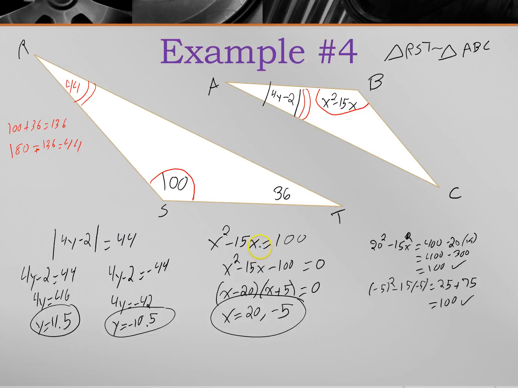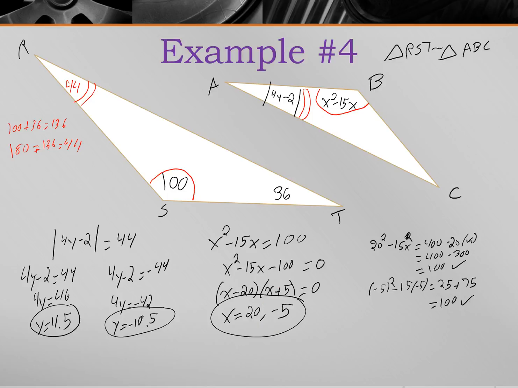And then we have a quadratic, so we need to solve by setting equal to 0. So we subtract the 100 from both sides. And we need to ask ourselves, well, which 2 numbers multiply to be negative 100 and subtract to be 15? Well, that's 20 and 5. And the 20 is x minus 20 because it's minus 15x. That's why x equals 20 and negative 5.